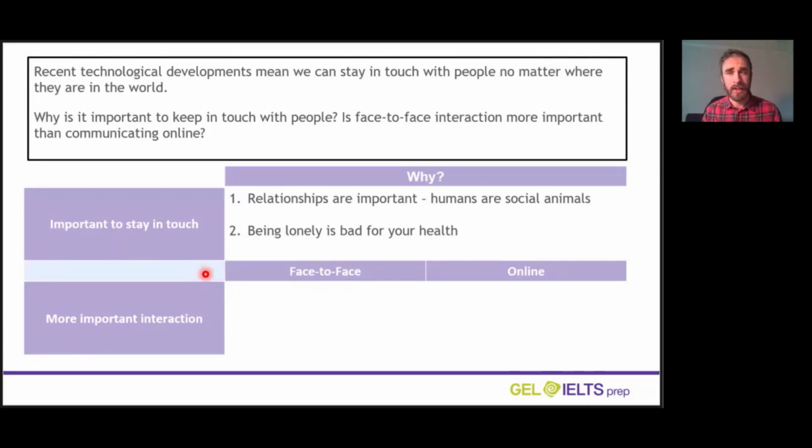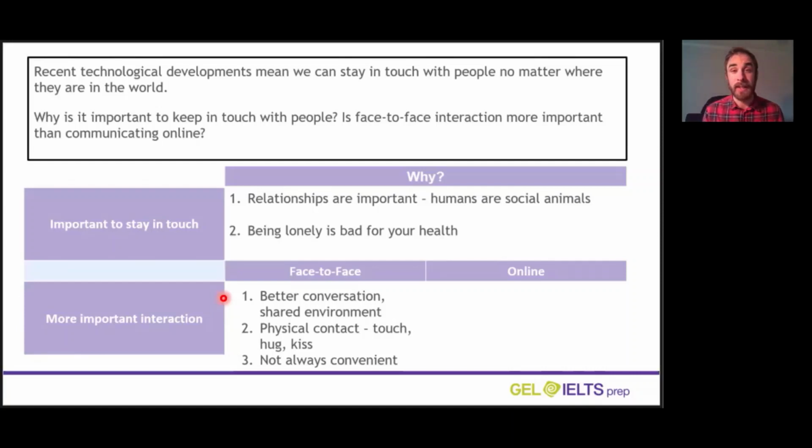Next, the second question is kind of asking for my opinion. I need to choose which one is more important, or whether I agree that face-to-face interaction is more important than communicating online. So I'm going to think of all the positive and negative points about face-to-face interaction and then do the same for online interaction.